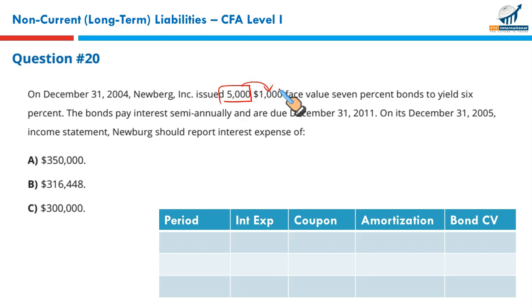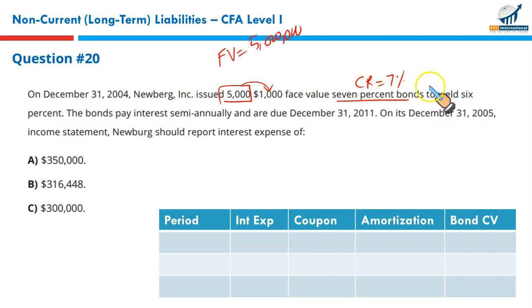It means the total amount involved is 5 million. 5,000 times 1,000. So the total amount, the face value, is 5 million. Par value or future value, 5 million. 7% bonds, this is the coupon rate. To yield 6%, this is the rate we will use for discounting.